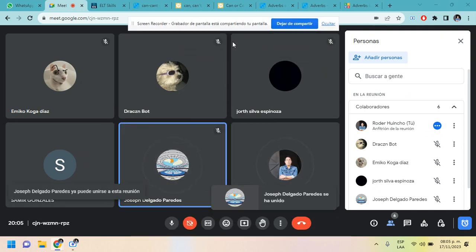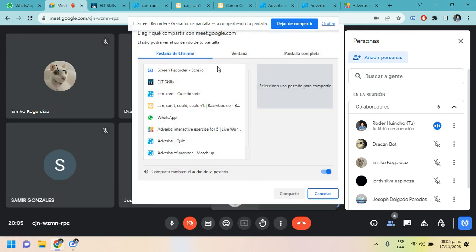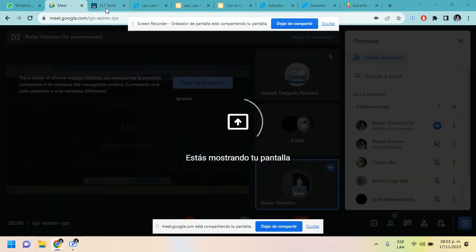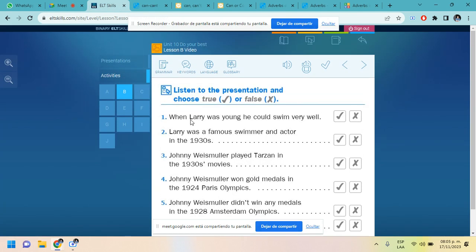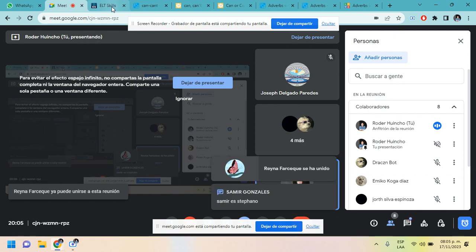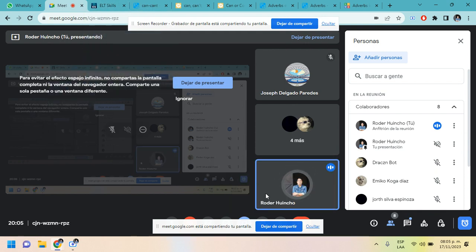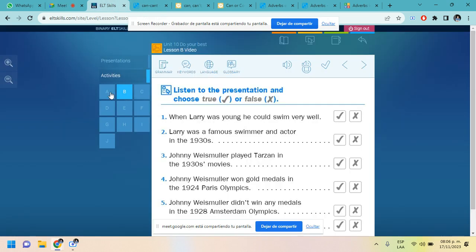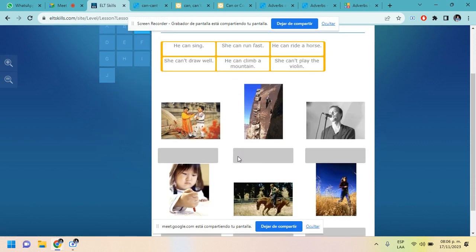Okay, as you know, in the last class we were talking about past tense. We stopped working with abilities. And when we talk about abilities, we are going to use can or can't in present tense. Let's make a revision of that, okay? Because in the last class we stopped here, no?